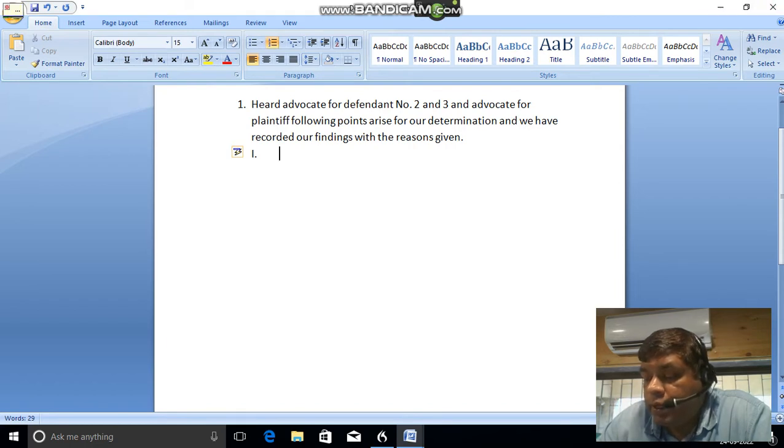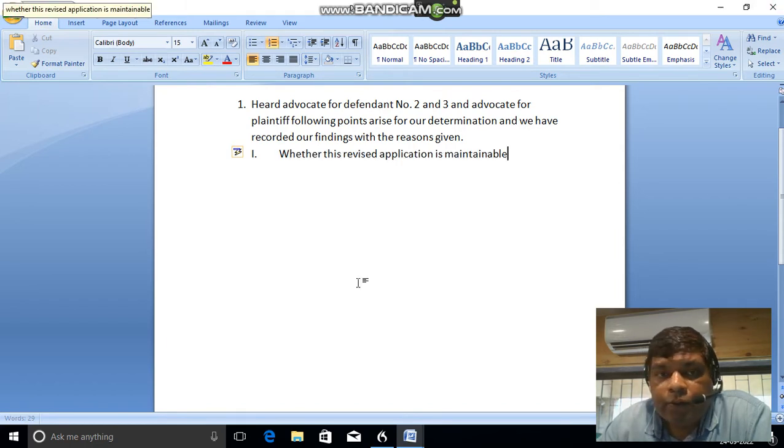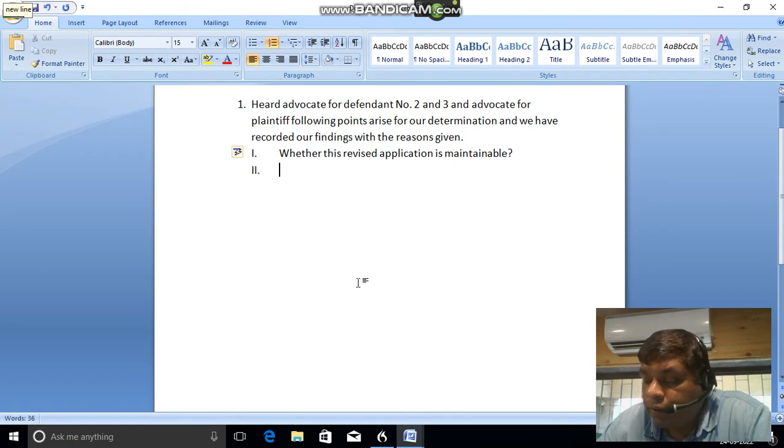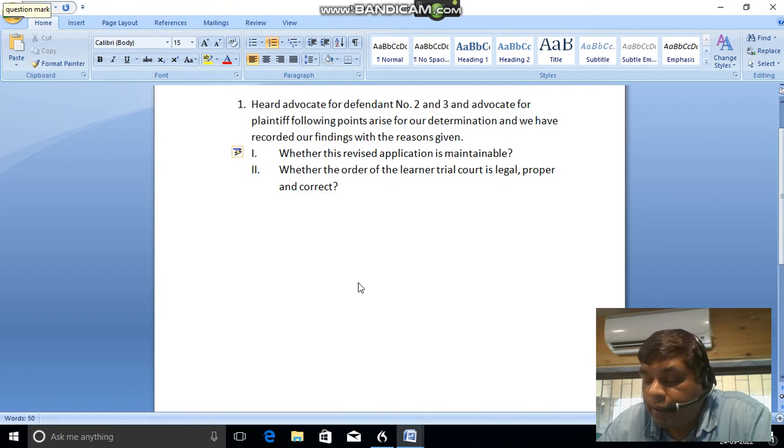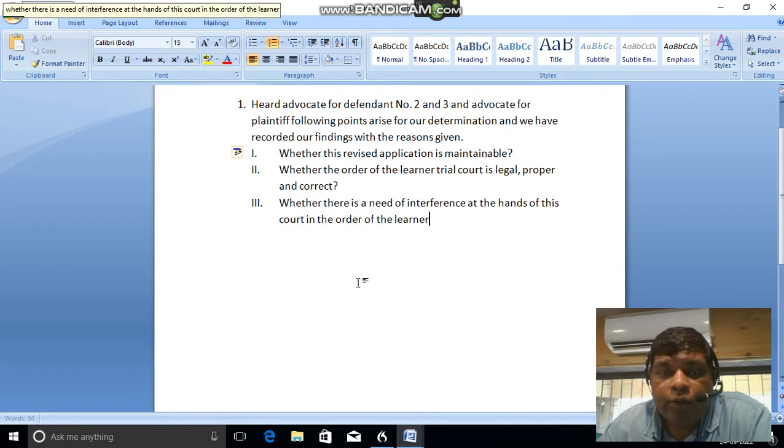Whether this revised application is maintainable, question mark, new line. Whether the order of the learned trial court is legal, comma, proper and correct, question mark, new line. Whether there is a need of interference at the hands of this court in the order of the learned trial court, question mark, full stop.